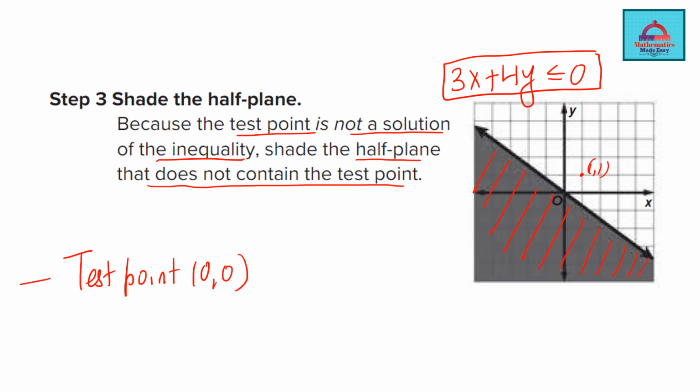Now an important thing to tell about the test point is that for most lines the point 0 comma 0 will work. Only for those lines where 0 comma 0 is lying on the line, the test point will fail. So in that case you can take the test point as 1 comma 1 or 2 comma 2 or anything. I hope with this video I have answered all your queries about the test point for all my grade 8 elite students.